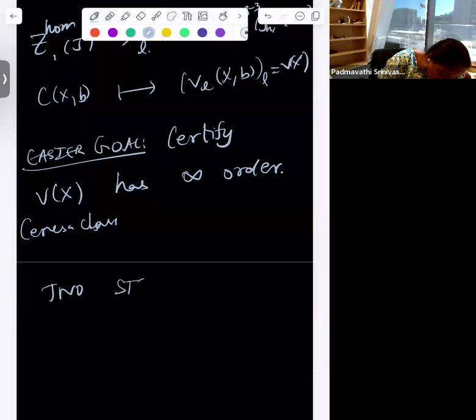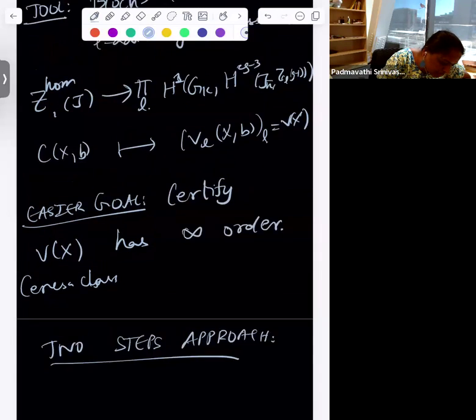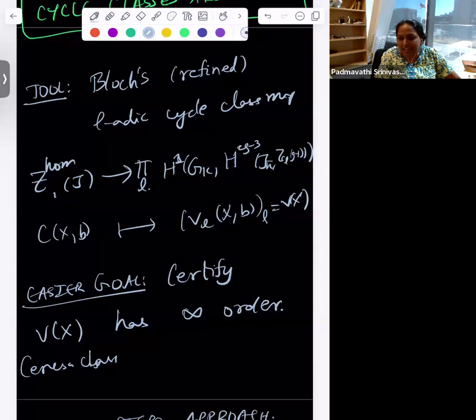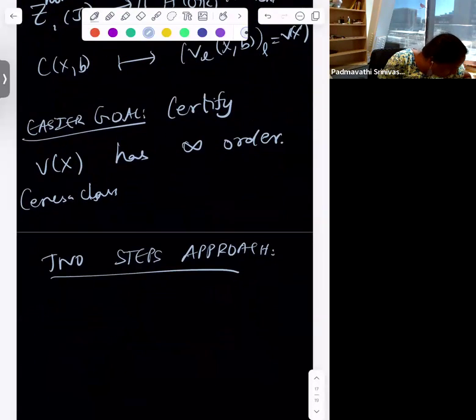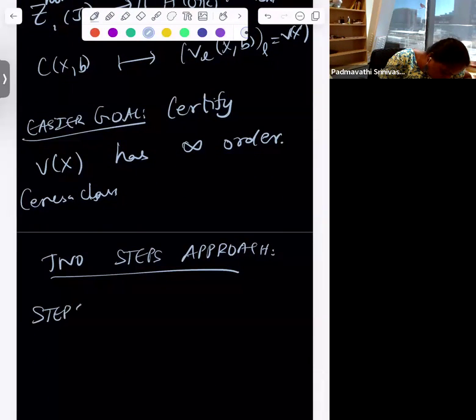This proceeds in two steps. You mapped your complicated object into a simple group, and you're trying to test if this element, this Ceresa class, is torsion or infinite order. So the first step is to try to understand all torsion in this target group, or bound how much torsion you can have. So step one, compute an upper bound.